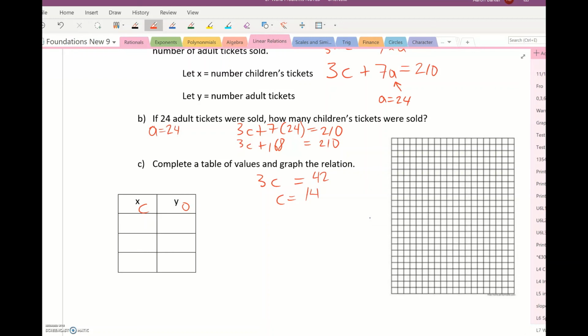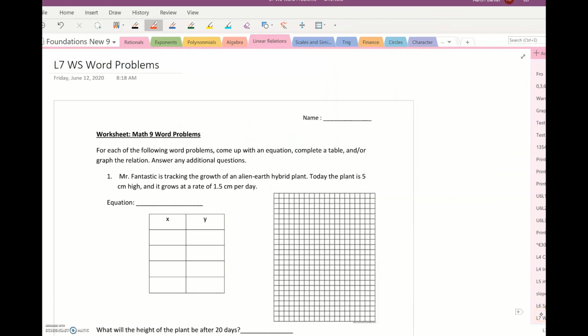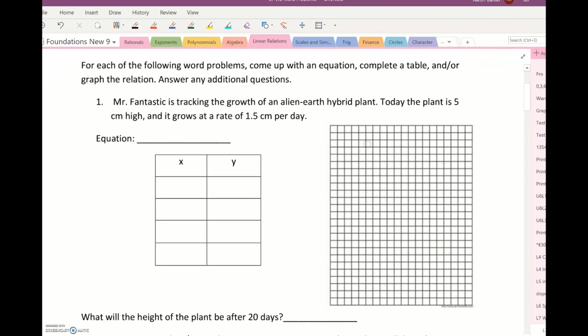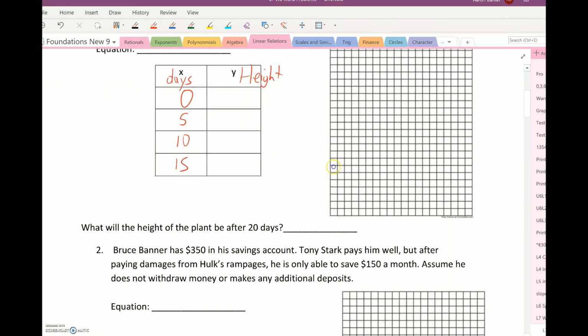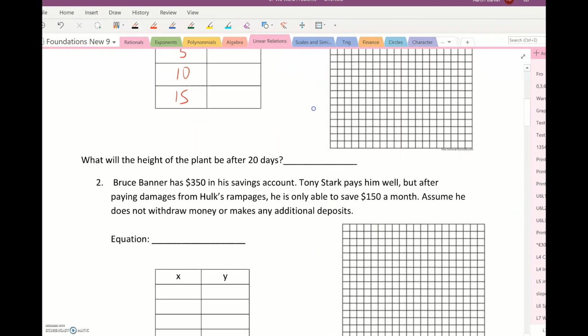Now I want to go over the homework and give you some help with the homework. So for the word problems here, you have Mr. Fantastic. Good. Today the plant's 5 centimeters high and has a growth rate of 1.5 per day. So this Y will be the H, the height, and X will be the number of days. So let's start with day 0, and then let's go with day 10, day 20, and day 30. So you can substitute in and solve. Okay. Actually, those numbers might be a little high. Let's go 0, 5, 10, and 15. Okay. Good. Then you can then substitute and solve.